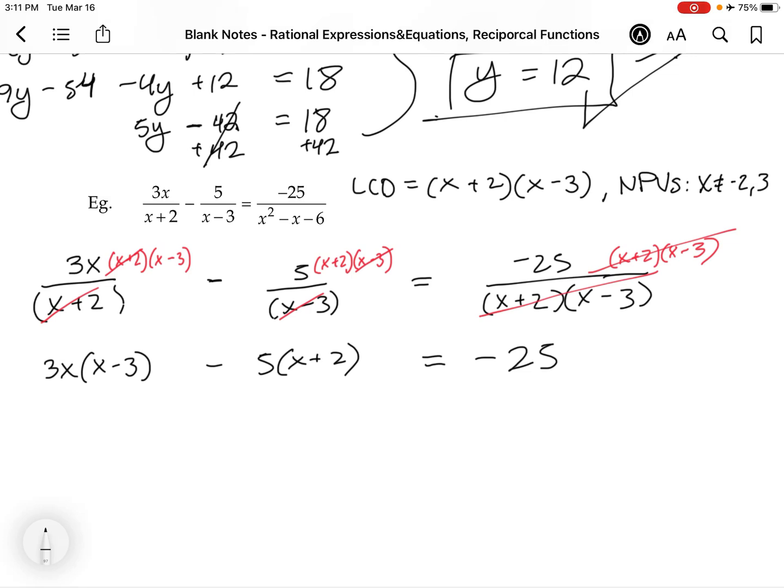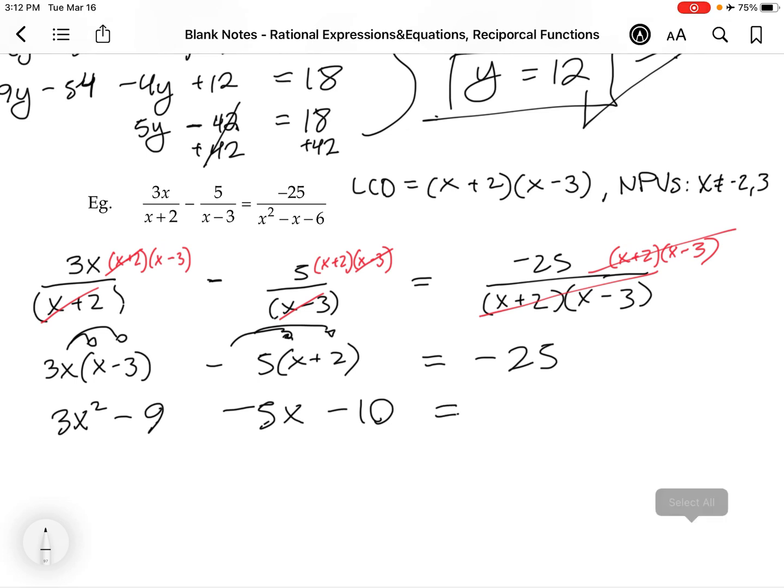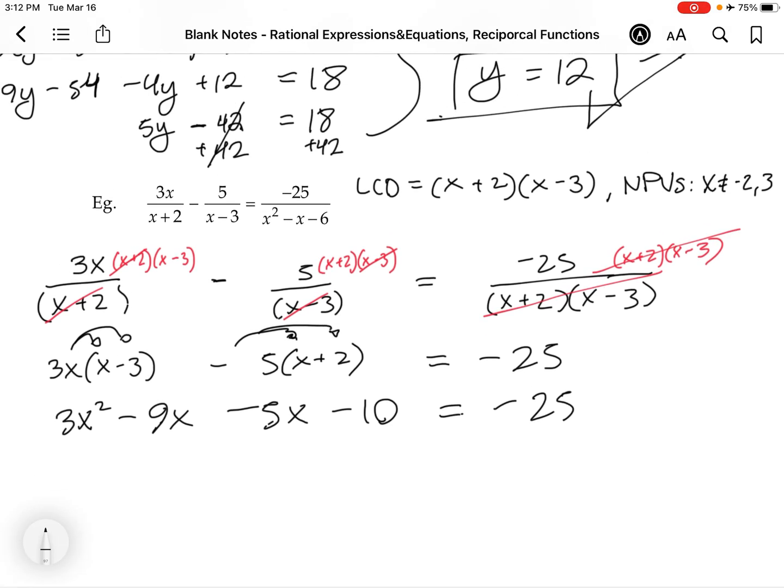Okay, so to solve, I've got to do a bunch of, again, expansion, simplification, see what type of equation I have so I can see what I need to do to solve. So I'm going to do that next. All right, here we go. 3x times x, 3x squared, minus 3x times 3, negative 3 is 9, minus 5x minus 10 equals, oh, sorry, this should be 9x. There we go. Whew, negative 25. I need you guys with me to catch my mistakes.